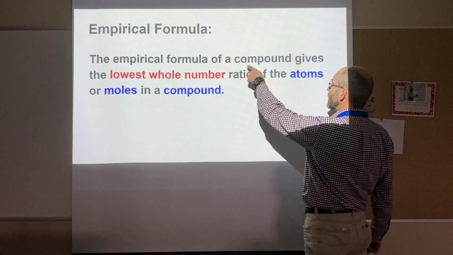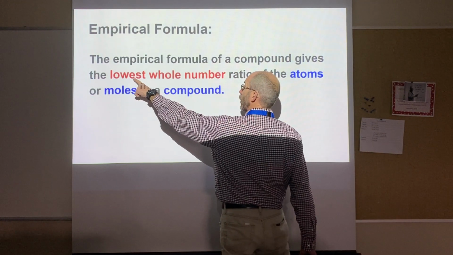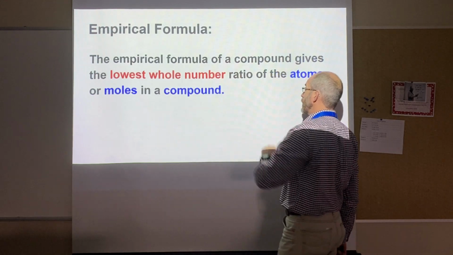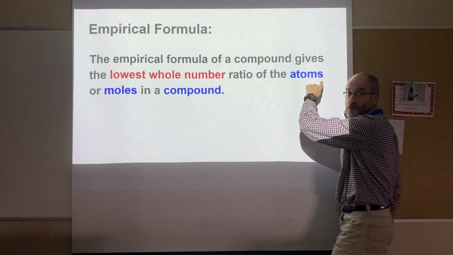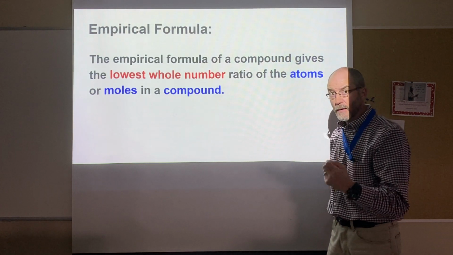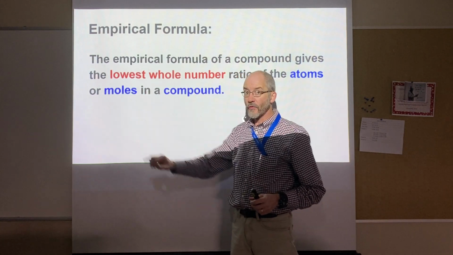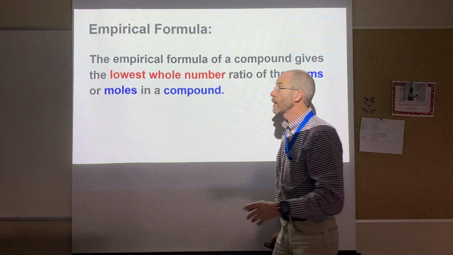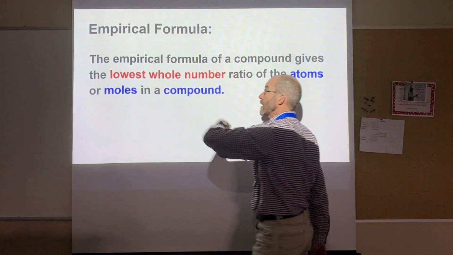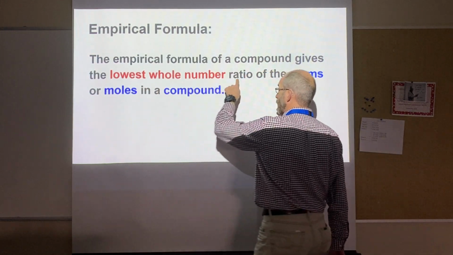The empirical formula of a compound gives, and pay real attention to this, the lowest whole number ratio of the atoms or moles in a compound. So what do I want you to take right now? I want you to know that we could be talking about atoms or we could be talking about moles, but if we are talking about the empirical formula, we're going to be looking for the lowest whole number ratio.